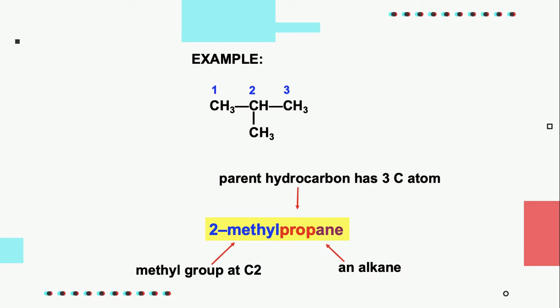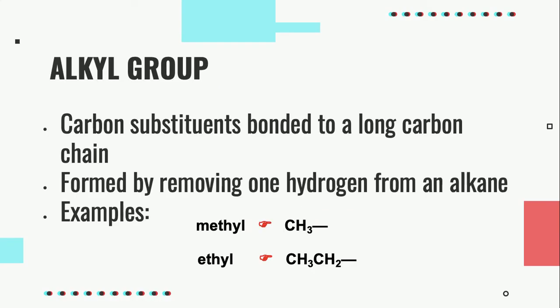For example, 2-methylpropane. The prefix shows a methyl group at the second carbon. Prop means 3 carbons as the parent. Ane represents that it is from the alkane family. An alkyl group is a carbon substituent bonded to a long carbon chain. It is formed by removing 1 hydrogen from an alkane. Examples are methyl and ethyl.